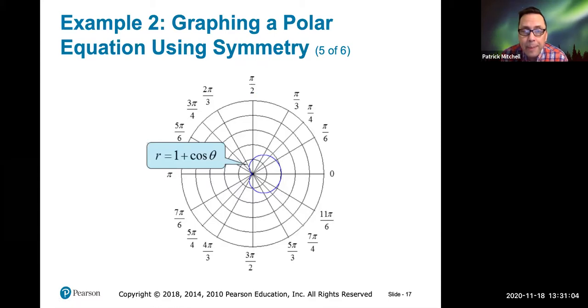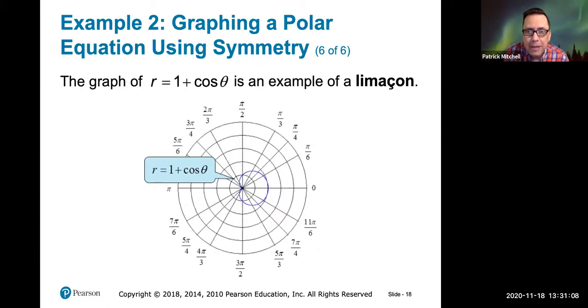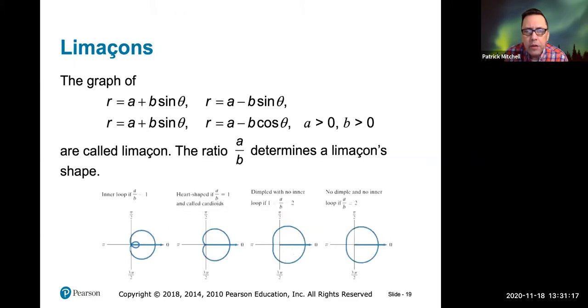So that is an example of what's called a limaçon. It's an old French word that means snail. There are a bunch of different kinds of limaçons. The kind we just did, A was 1 and B was 1. So if A over B equals 1, that gives you this kind here. That's called a cardioid, which is a heart shape.